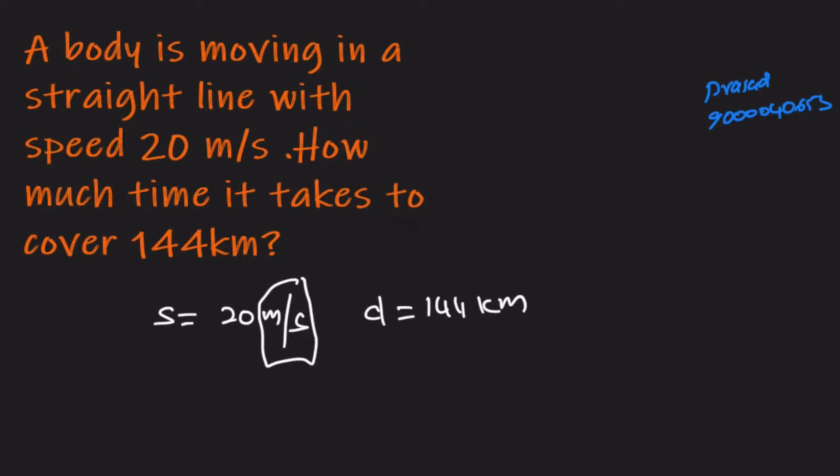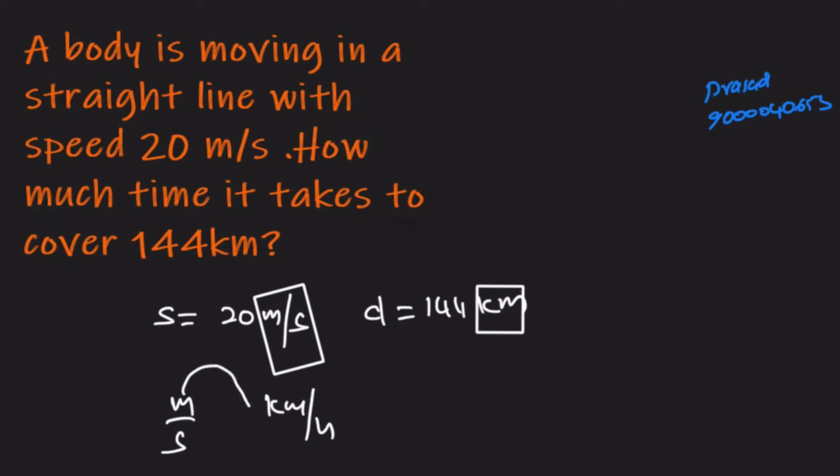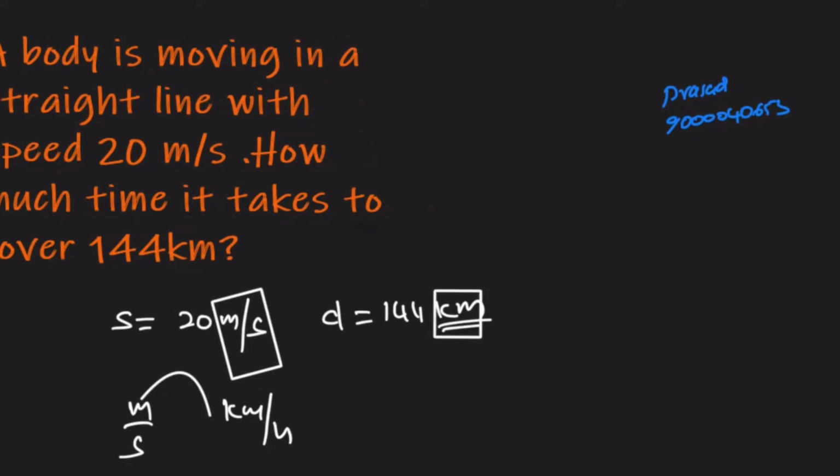See here, the speed unit is in meter per second and distance is in kilometers. So we have to take a suitable unit for the speed. Usually the units of speed are measured in meter per second and also kilometer per hour. So we want to convert meter per second into kilometer per hour. So what is the relation between kilometer per hour and meter per second? See here, 1 kilometer per hour is equal to how many meter per second? Just go to calculation. 1 kilometer is equal to 1000 meters. 1 hour is equal to 60 minutes.